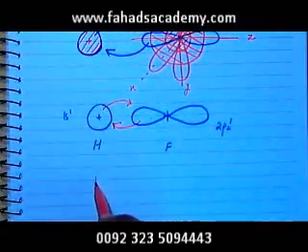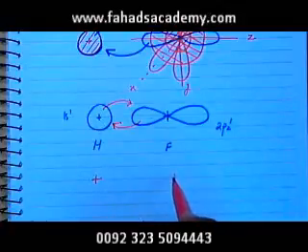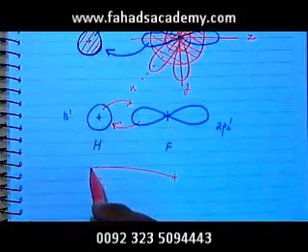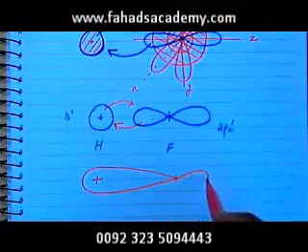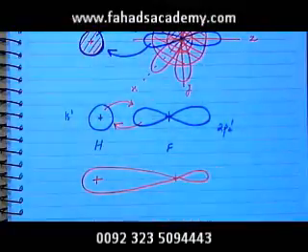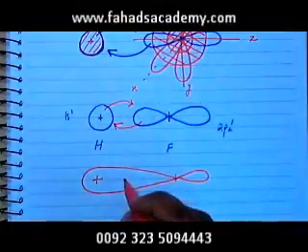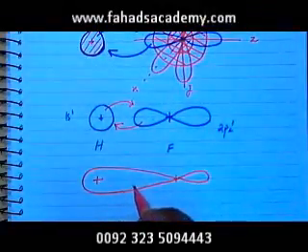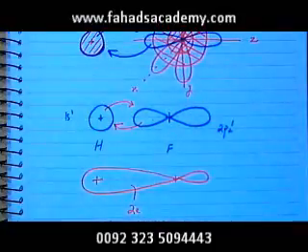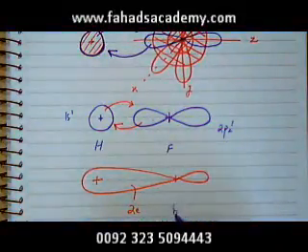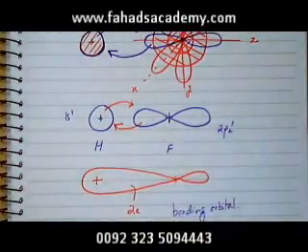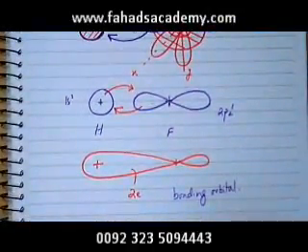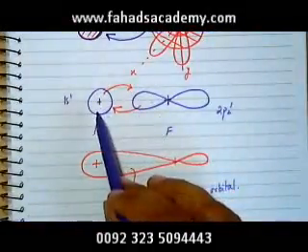What's going to happen is that once these two orbitals overlap, this is the shape of the new orbital that's going to be formed, and there are going to be two electrons residing in this bonding orbital. This would be called the bonding orbital, and this is the bonding orbital that's going to be formed when a fluorine atom tries to bond with a hydrogen atom.